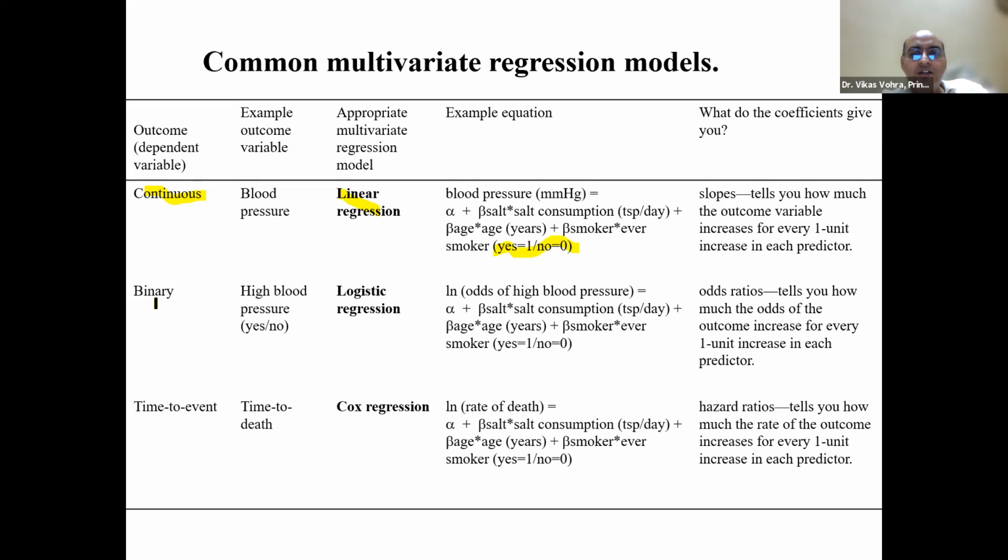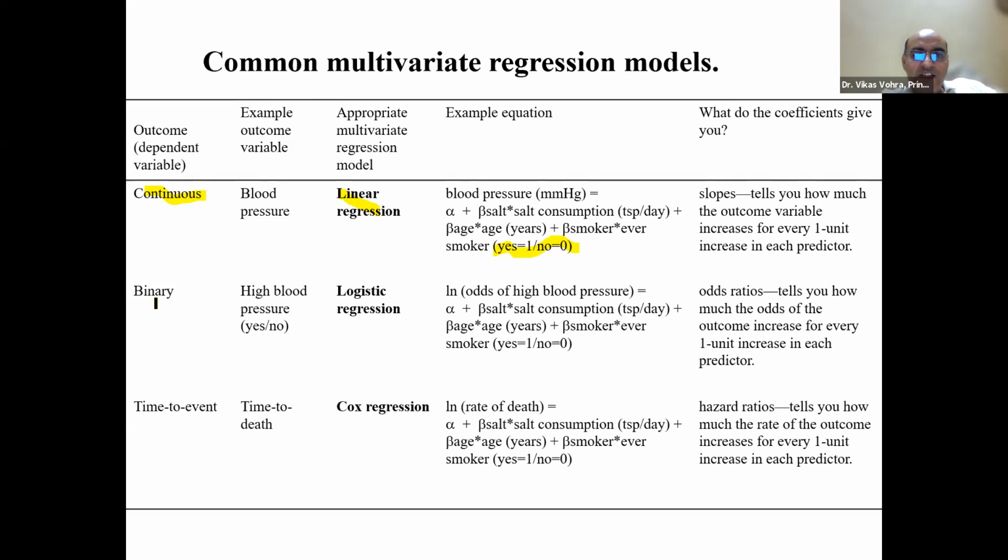So what will the slope tell? It tells how much the odds of an outcome increase for every 1 unit increase in the predictor. Suppose you increase the salt consumption by 1 teaspoon, or the age by 1 year, how much chance is added to have higher blood pressure, or when a person is a smoker. And Cox regression we apply when time to an event is there. So we want to calculate the rate of death, or predict how much the mortality will be in our herd in the coming year based on the previous year.